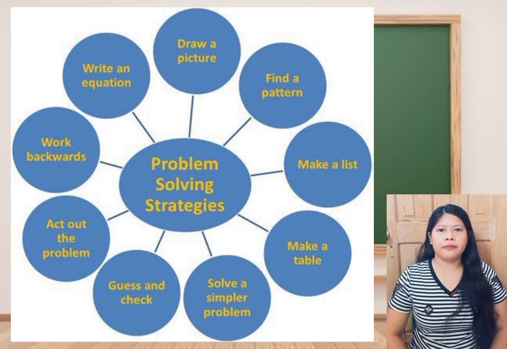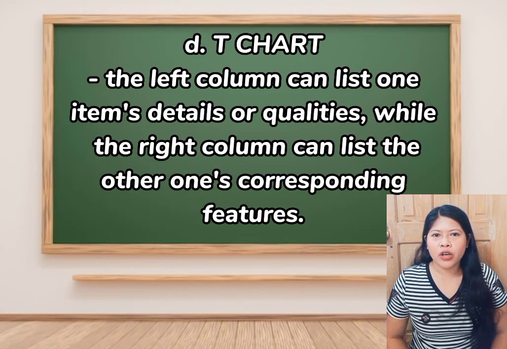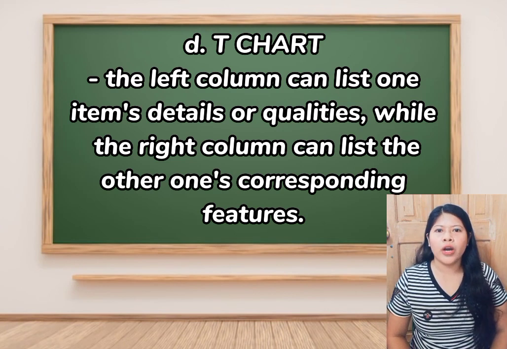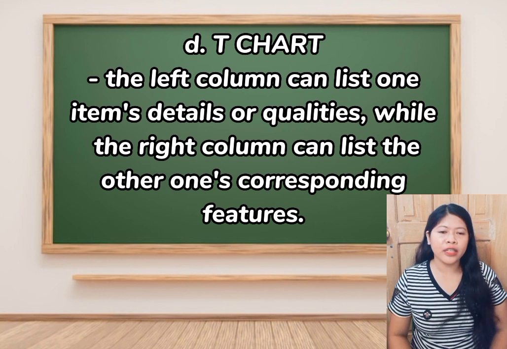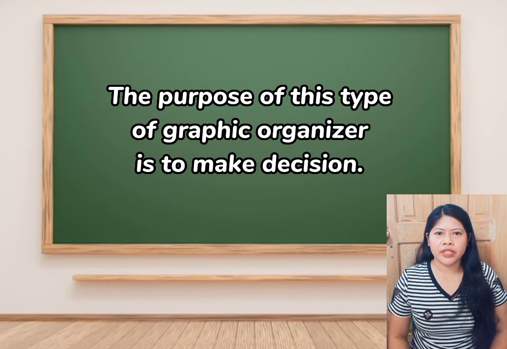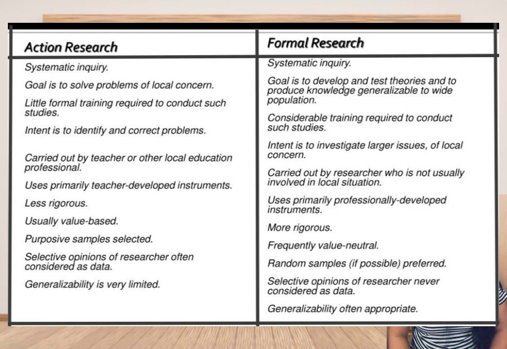connected by lines. Next, we have the T-chart. The left column can list one item's details or qualities, while the right column can list the other one's corresponding features. The purpose of this type of graphic organizer is to make decisions. As you can see in the visual presented on the screen, the qualities of action research and formal research are written on each column below.